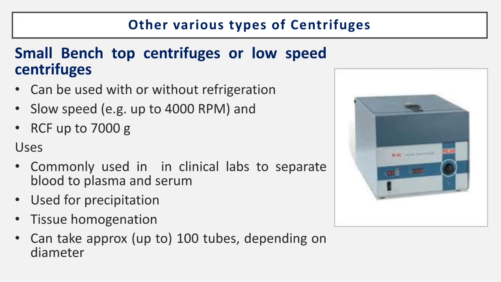These are commonly used in the clinical lab to separate blood into plasma and serum, and used for precipitation reactions, precipitation of fluids, and tissue homogenization. They can also take approximately 100 tubes, depending on the diameter of the centrifuge.